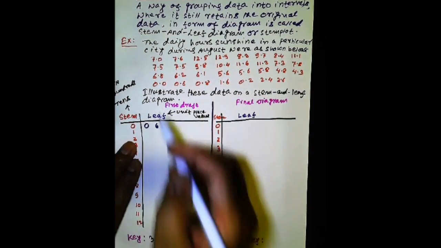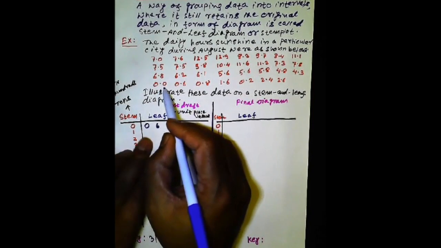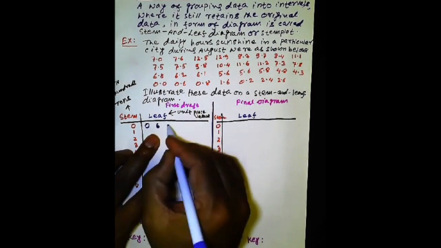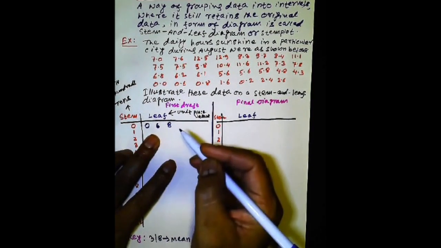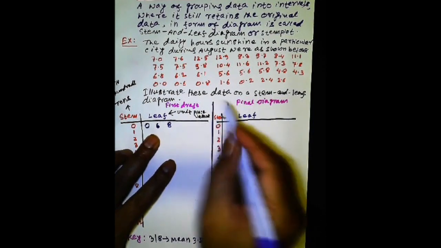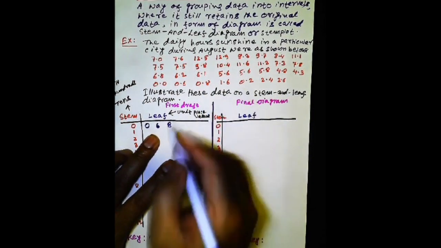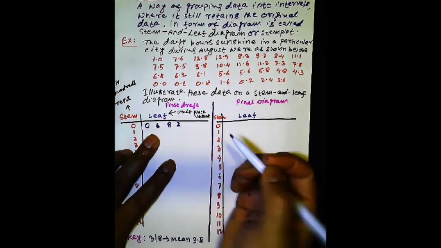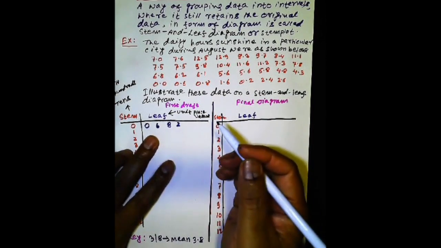So let's check how many numbers we have with 0. With 0 we have 0, then 6, then another number 8. Do we have any more numbers? Yes, this is 2. All right. So we have 4 numbers with 0.